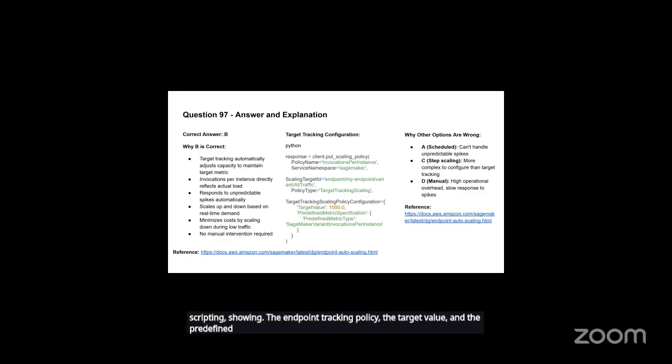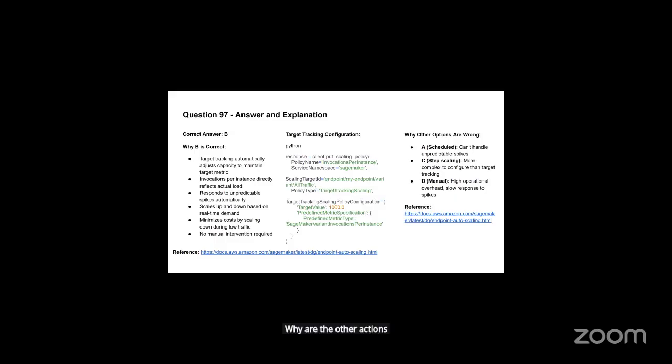the predefined metrics. Why are the other options wrong? Scheduled can't handle the unpredictable spikes. Step scaling is more complex to configure than target tracking. And manual has high operational overhead and is slow to respond to spikes.